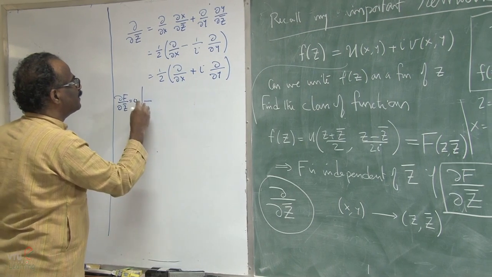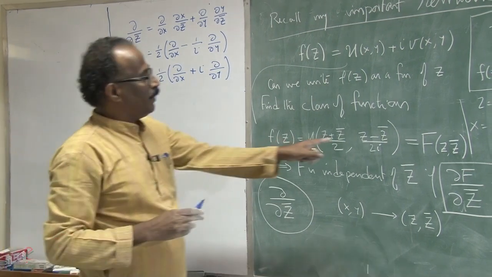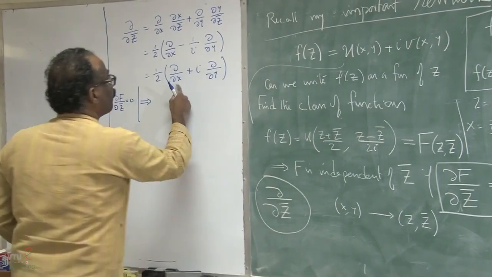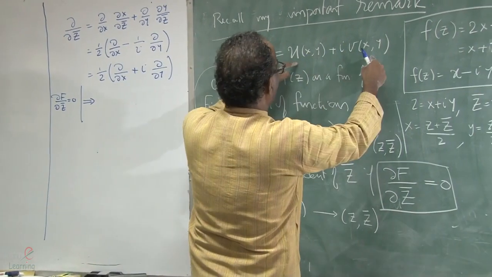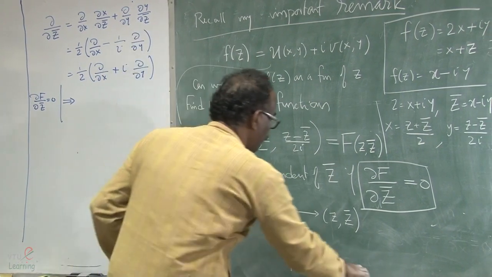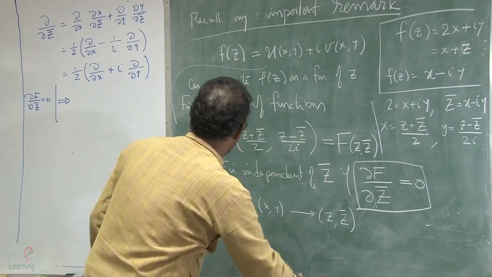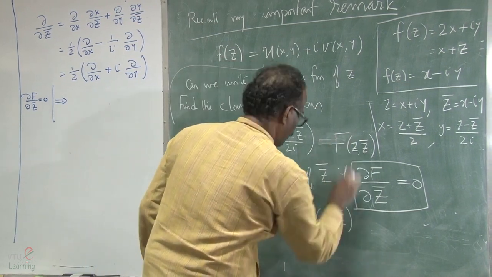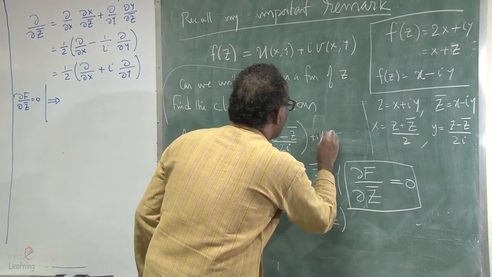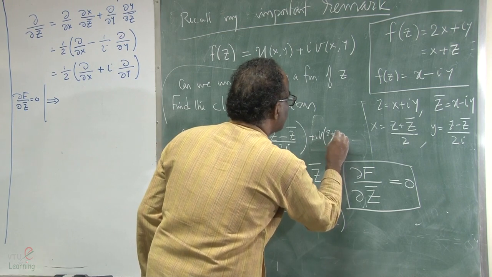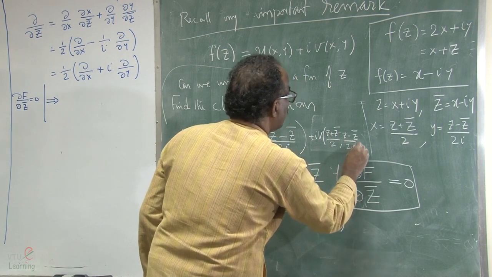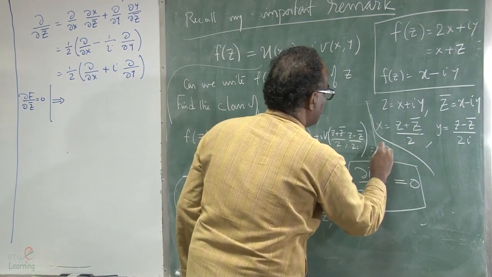That's my aim. I want to see that f is a function of z alone. That means I want to apply this. f is nothing but u plus iv. Oh, sorry, I didn't write the v part here, so you also have to write the v part. So plus i v of (z plus z bar)/2 and (z minus z bar)/2i, and this is my f of z, z bar.